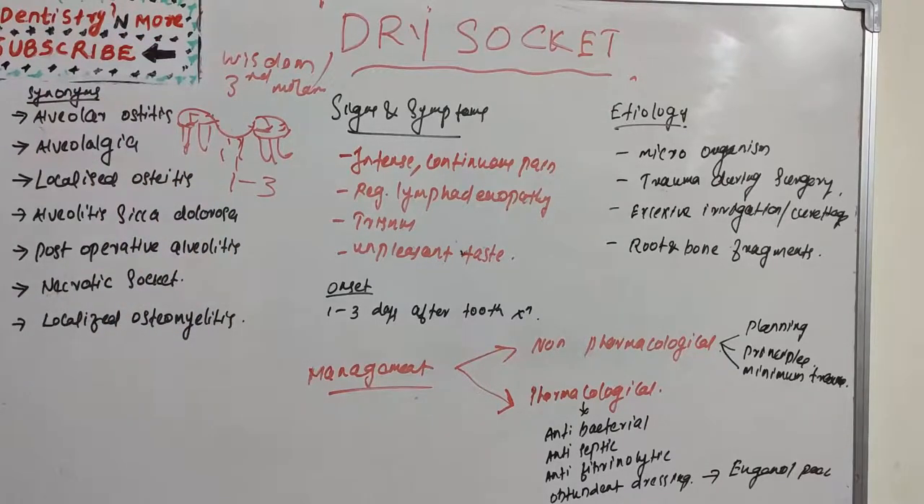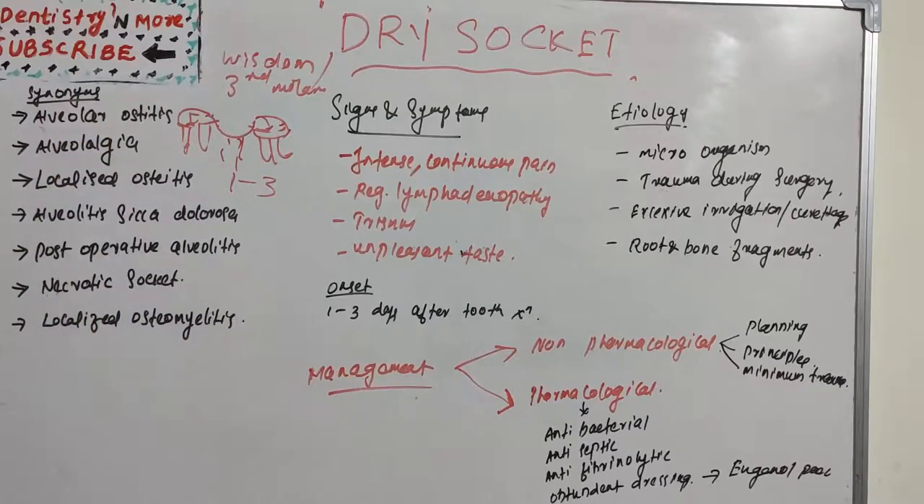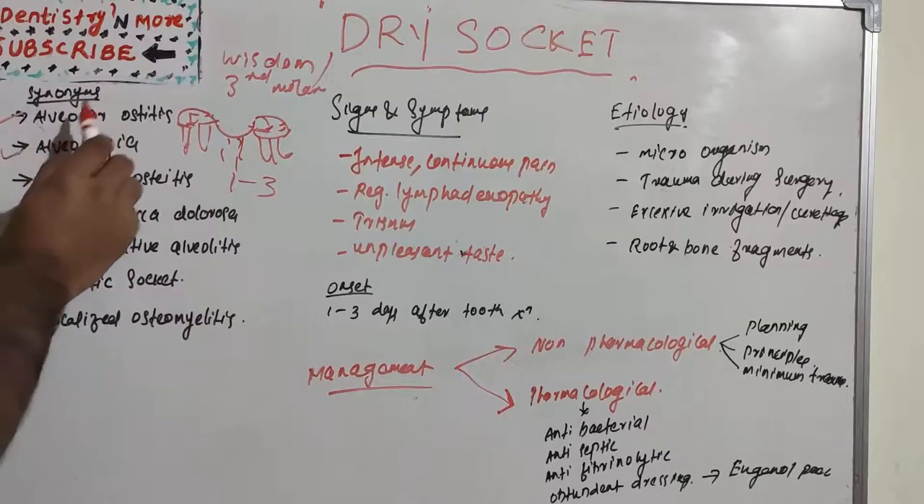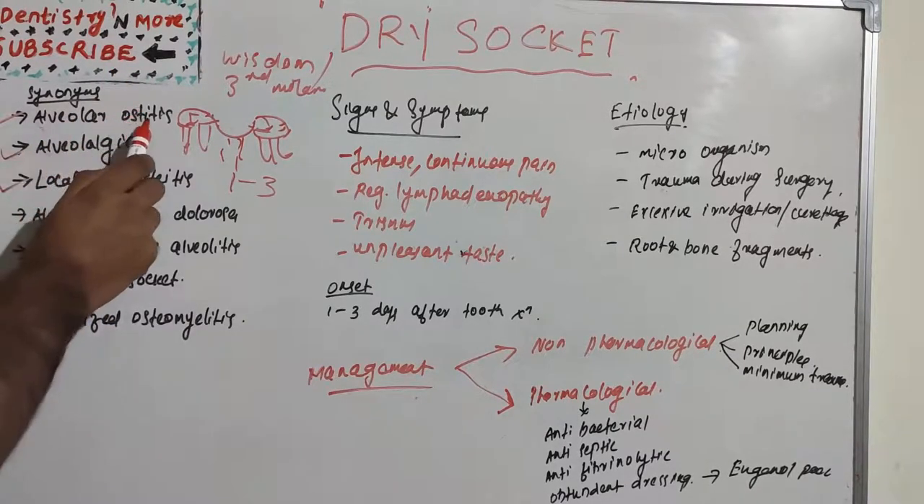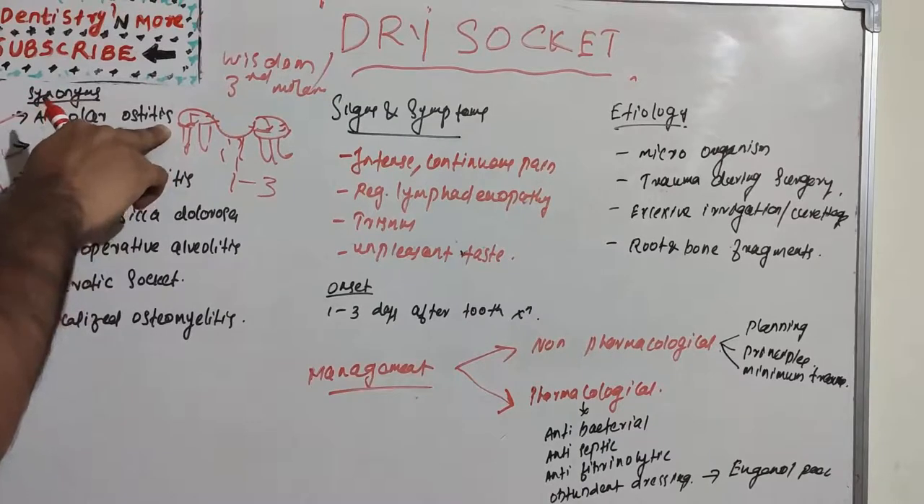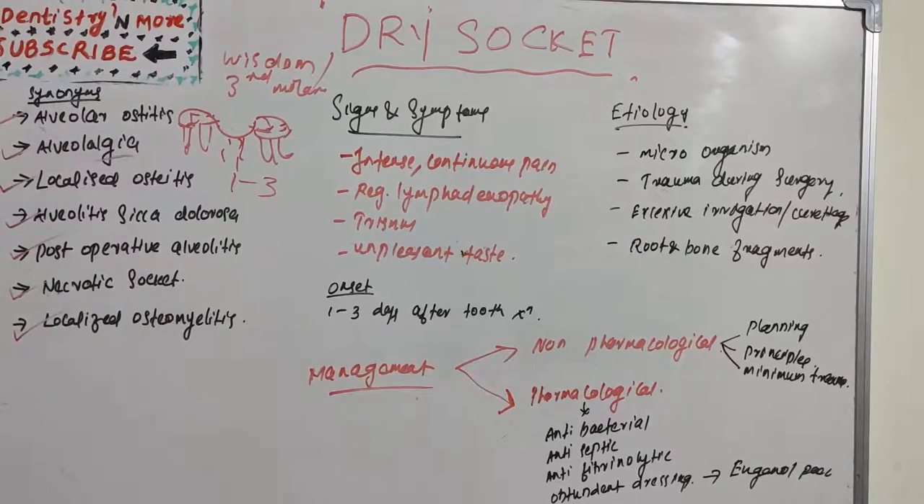dry socket. So there are many synonyms for dry socket, so you may expect the dry socket question under any of these names. Okay, so it is also known as alveolar osteitis, alveolalgia, localized osteitis. Osteitis means infection or inflammation of the bone. Osteitis means inflammation. This is bone. Algia means pain. Alveolitis sicca dolorosa, post-operative alveolitis, necrotic socket, and localized osteomyelitis. All these names are the synonyms of dry socket.